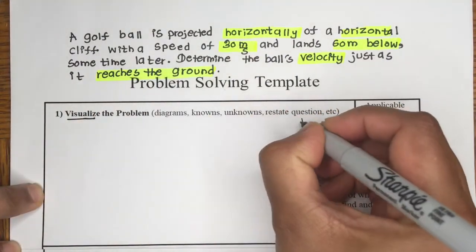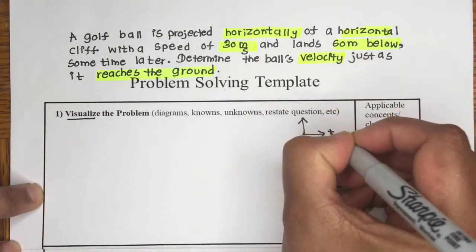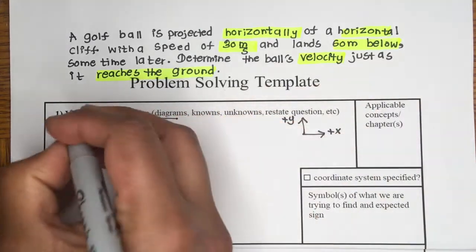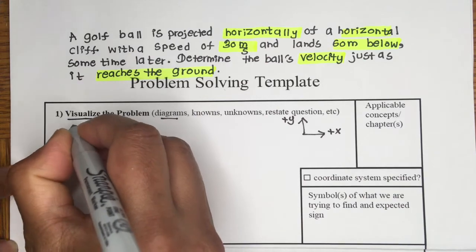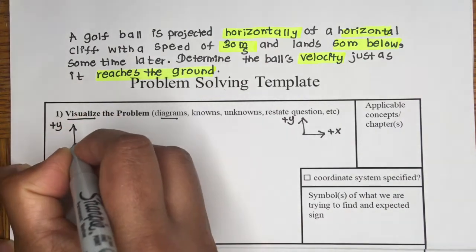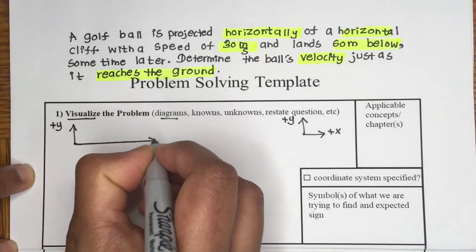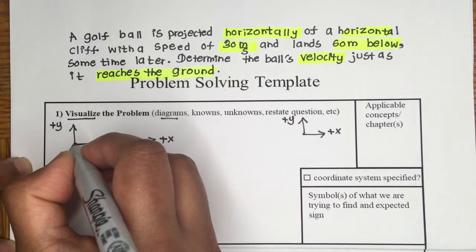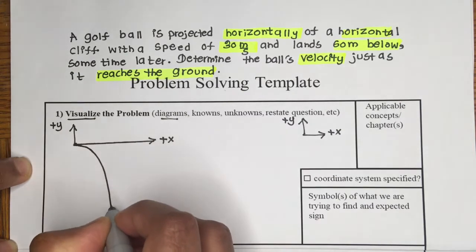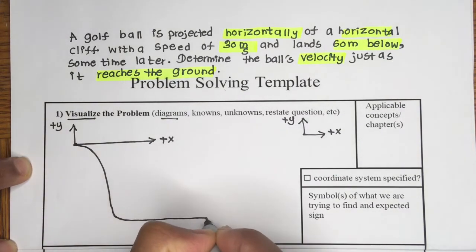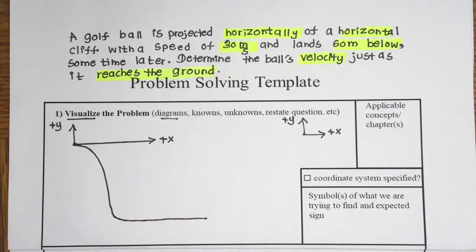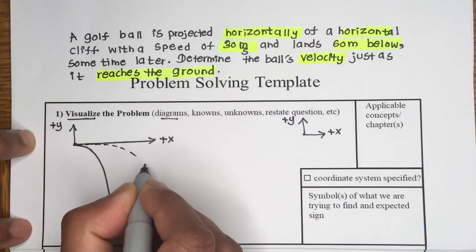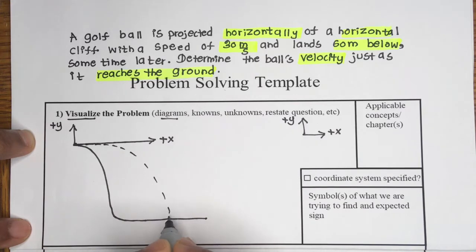So let's first visualize. I'm going to specify coordinates, right as positive, up as positive y, and then I'm going to draw a diagram. I'm going to start with x and y axes, and that is the cliff. And now I'm going to draw a line diagram to represent the trajectory of the projectile.